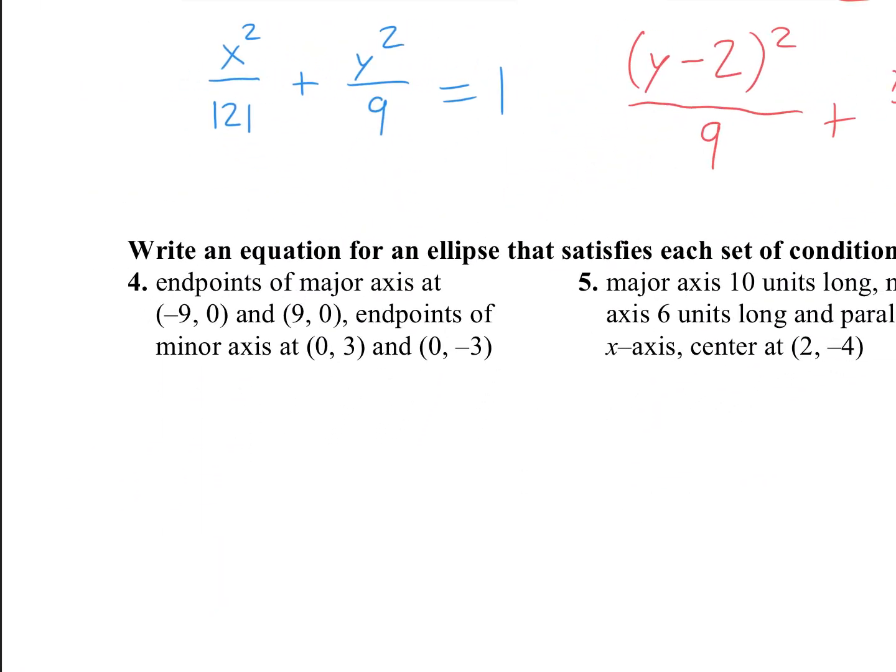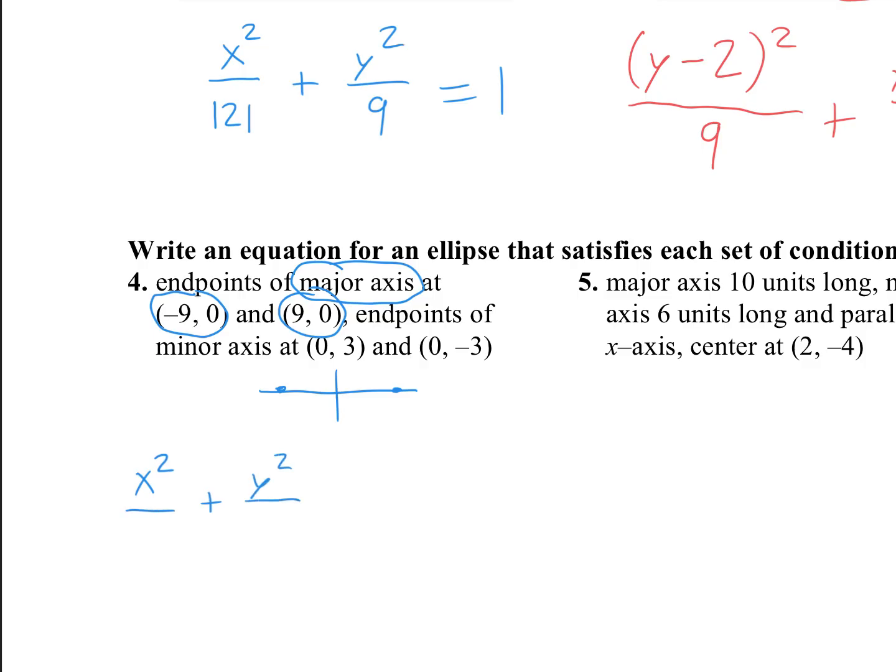All right, so looking at number 4, try to visualize where -9, 0 and 9, 0 are. Or you don't have to visualize it, you can kind of make a rough sketch. So -9, 0 and 9, 0 are side by side. Because those 2 points are side by side, and because they are on the major axis, we know this is a horizontal ellipse. Also, it's pretty obvious that the middle of -9, 0 and +9, 0 is 0, 0. So we know it's horizontal. We know it's centered at 0, 0.